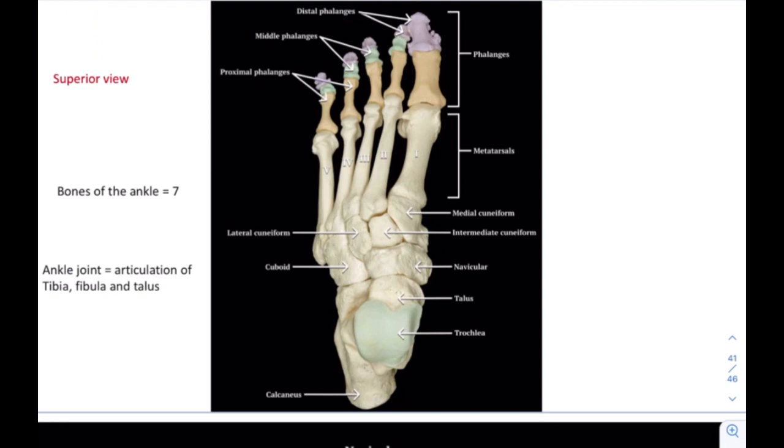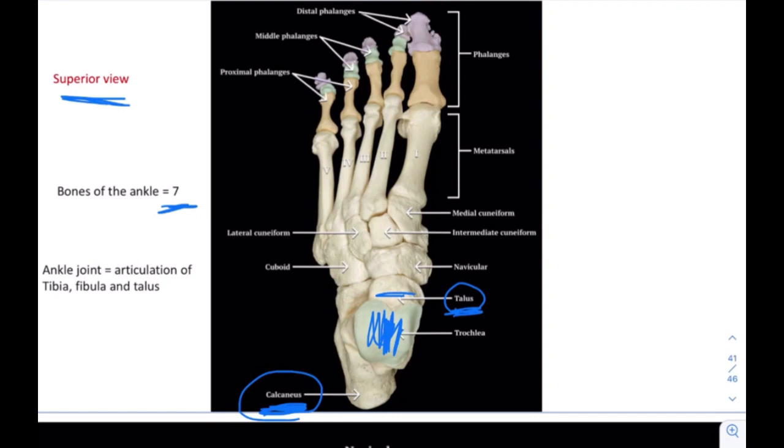Okay, so now let's talk about bones of the ankle and the feet. The bones of the ankle are 7. Here's a superior view of the feet. First, let's talk about bones of the ankle. They include the talus. By the way, this surface where the tibia and the fibula articulate is part of the talus, called the trochlea. So 1 is the talus, 2 is the calcaneus, or the heel. This is also the heel bone. This is what you walk on.